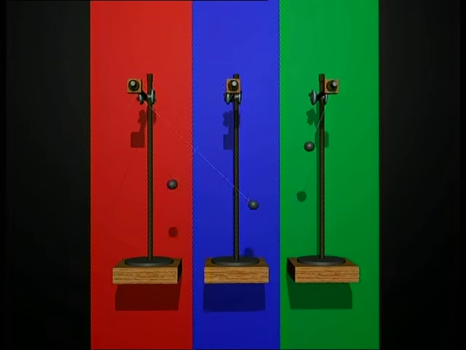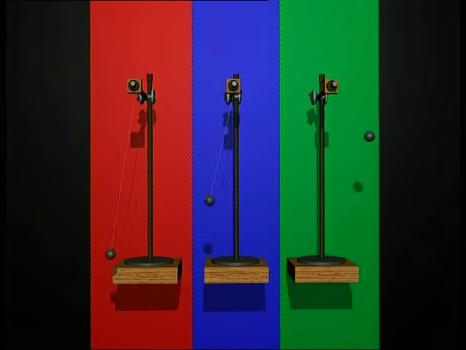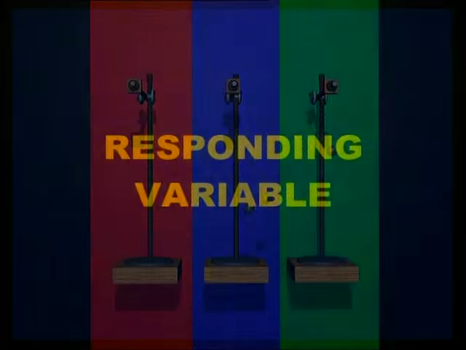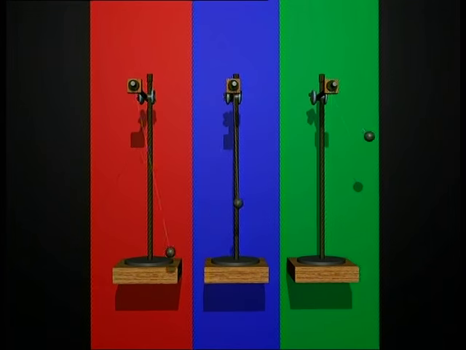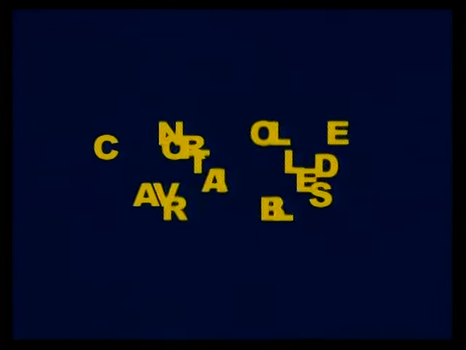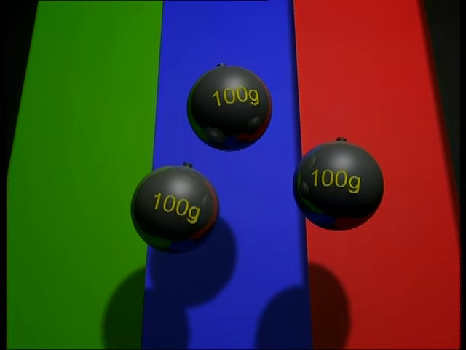The length of the pendulum will be the manipulated variable. We need different lengths of string to make it work. The responding variable is the period of the pendulum oscillation. This is going to be the result of our experiment. And the controlled variable is the weight of this bob. The weight of the bob will be the same throughout the experiment.